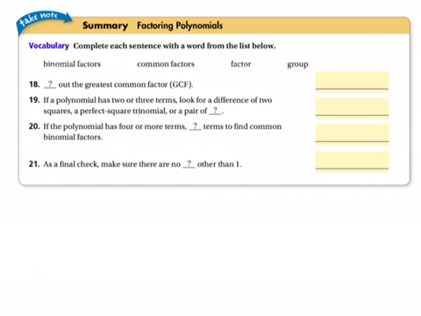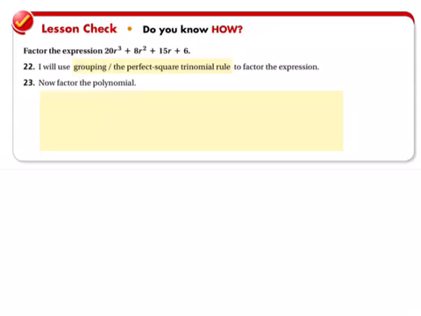Here's your lesson check. Remember, the first step is to look for a common factor in all of the terms. In this case, there is not one. So you will use the grouping to factor the expression. Now go ahead and group and attempt to factor this.